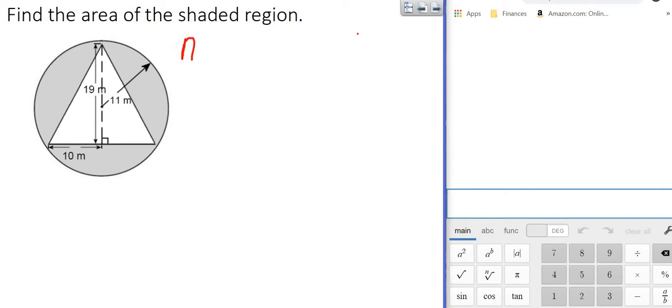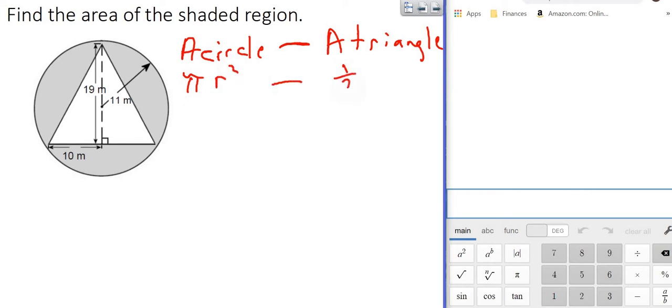I know I'm going to need to do the area of the entire circle. Then I have to subtract or rip away the triangle that I see, so the area of that triangle. All right, much like before, the difference is the triangle's in a different spot. So I'm going to write my formula, pi r squared minus 1/2 base times height.